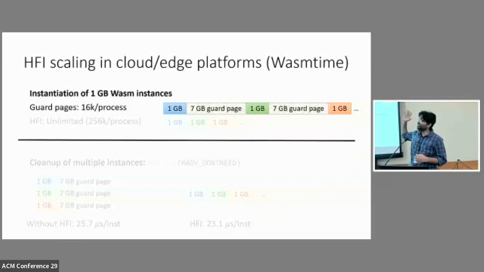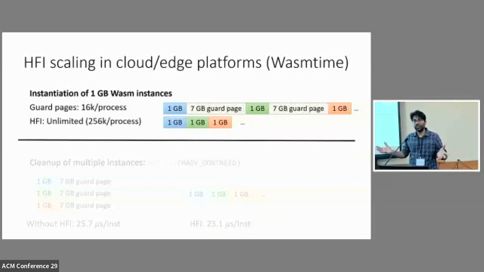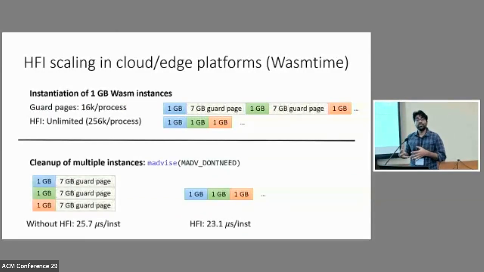So when we instantiate a whole bunch of WebAssembly sandboxes with guard pages, because of the guard page wastage, you get only about 16K per process, whereas HFI kills the guard pages, so you get to scale as much as you can, putting in as many sandboxes as you can fit. And the same thing affects cleanup as well. When you're cleaning up sandboxes with guard pages, you have to do them one at a time because of all the gaps. Whereas with HFI, they're all put together, so you can actually batch the cleaning, which again speeds things up and gives you a lot of economies of scale.